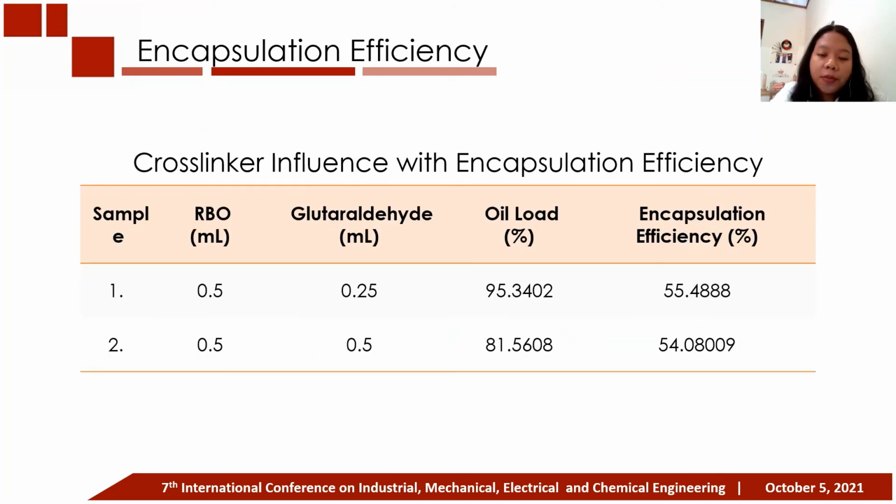It can be seen from the table, from the variation of the amount of glutaraldehyde studied, that encapsulation efficiency decreases with an increase in glutaraldehyde. The highest encapsulation efficiency was found in the first sample, with an encapsulation efficiency of 55.48%, followed by the second sample with an encapsulation efficiency of 54.08%. An increased amount of glutaraldehyde can make harder particles, resulting in low oil absorption.